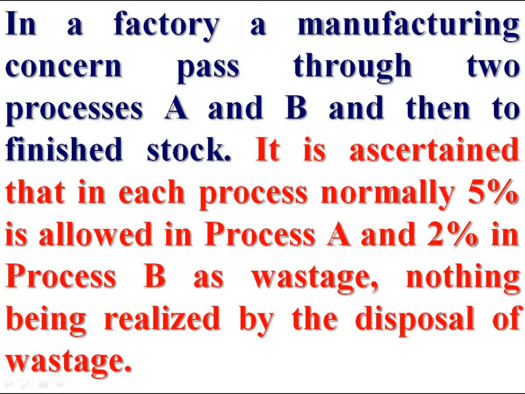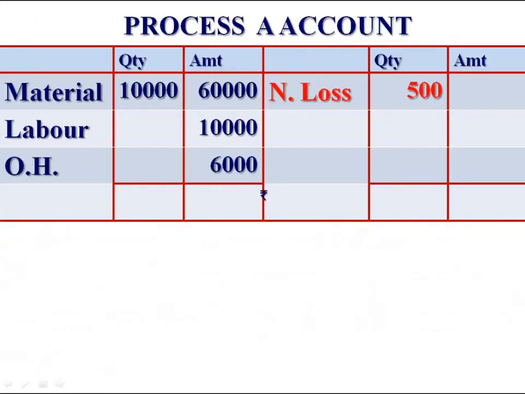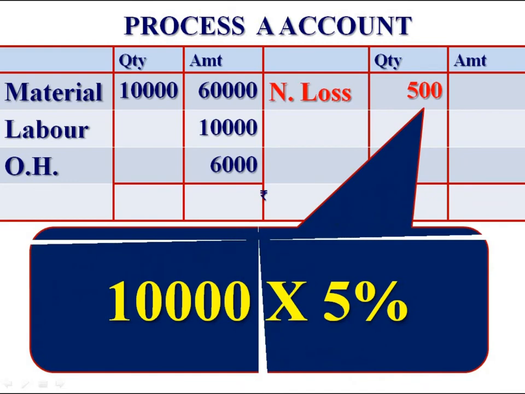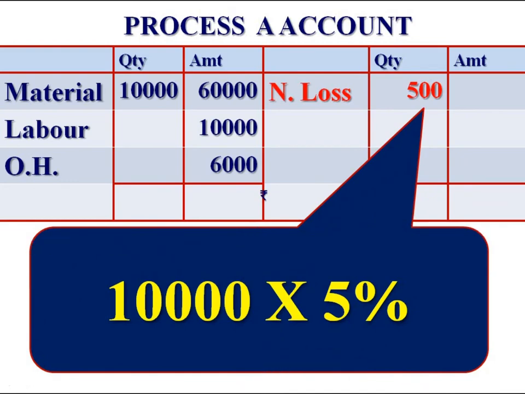It is ascertained that in each process, normally 5% is allowed in process A. The normal loss of process A is 5%. Nothing being realized by the disposal of wastage. There is no scrap value. Means input 10,000 into 5%, 500. Only in quantity column. Normal loss 500.